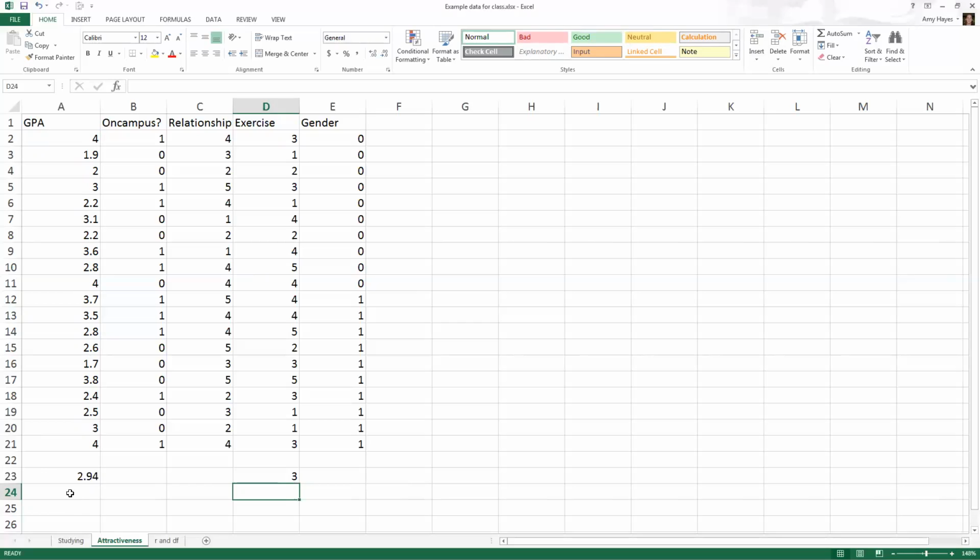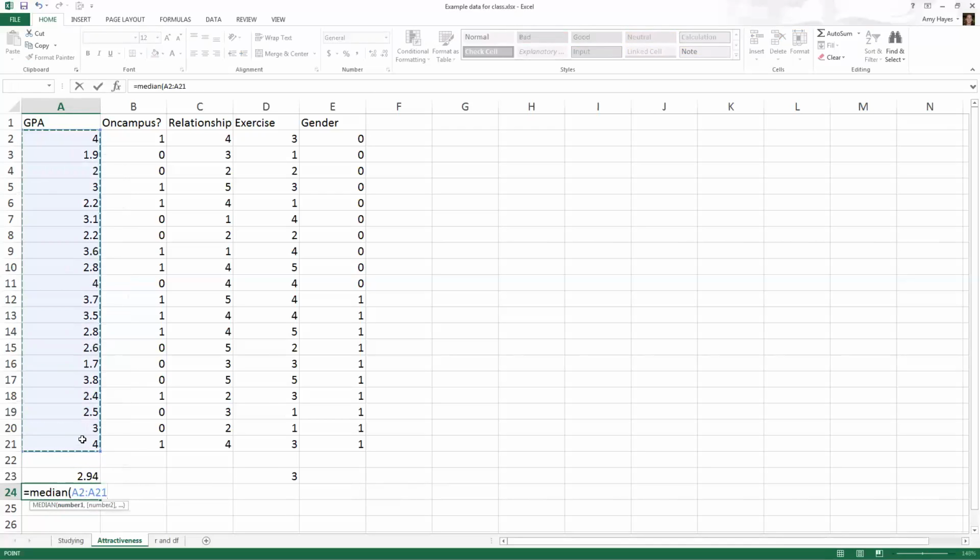So I'm going to get the median GPA. So what was the middle GPA? And again, start in a new clean cell, equal sign. And for this one, we just type the word median, open parentheses, highlight the numbers you want to get median for, and close and enter.